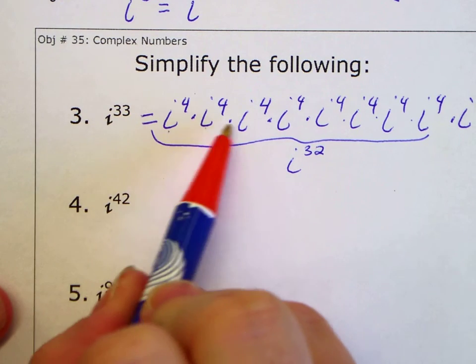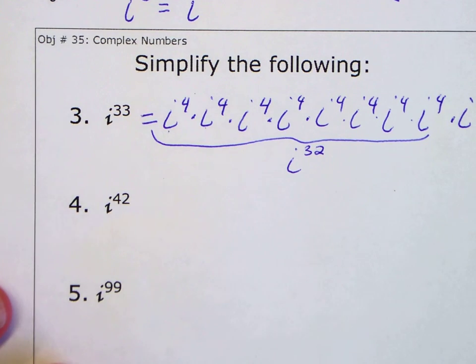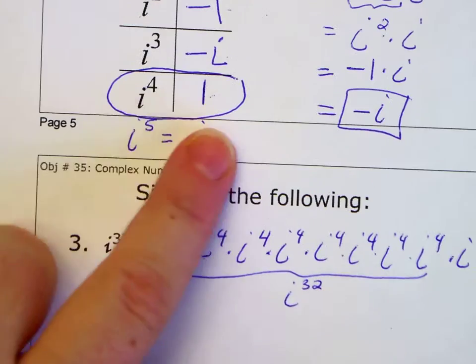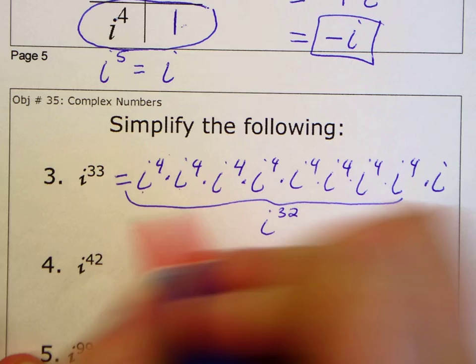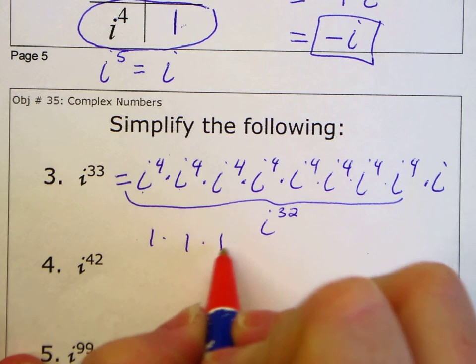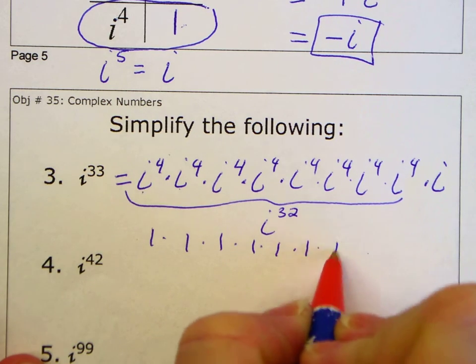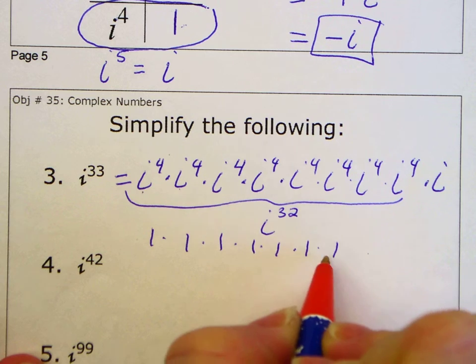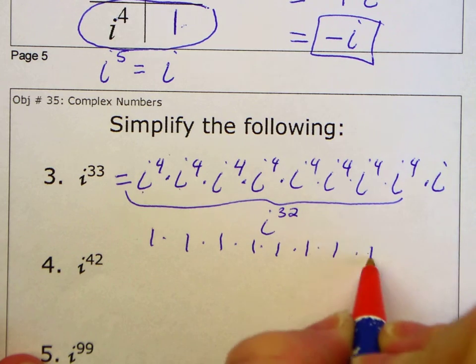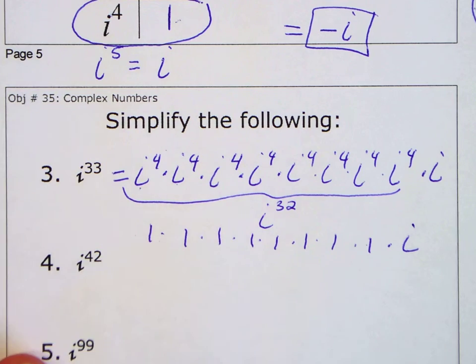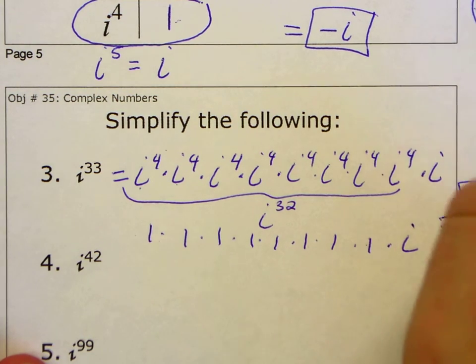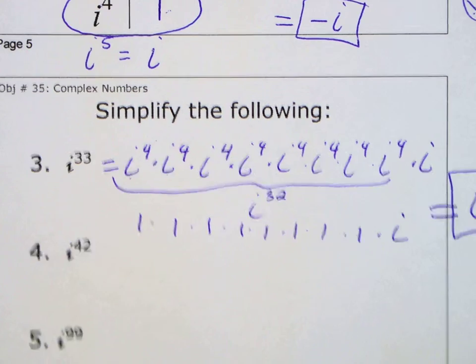But what do all these equal? What's i to the 4th equal to? 1. i to the 4th equals 1. So this whole thing is 1 times 1 times 1 times 1 times 1 times 1 times 1 times 1 times i. What's 1 times 1 times 1 up to i? It's just i. Okay? So this was a lot of work, right?